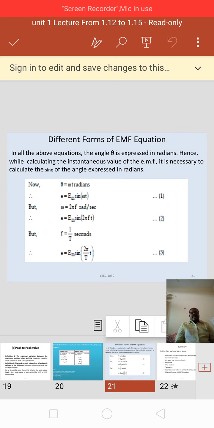F can be written as, that is F equal to 1 by T seconds, that is E equal to Em sine of 2 pi by T into small t. It is the EMF equation of alternating voltage or current. In place of E or Em, we can replace the alternating voltage or alternating current. This is the equation of EMF.